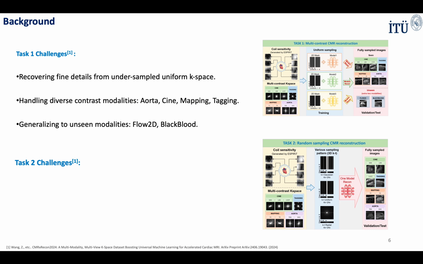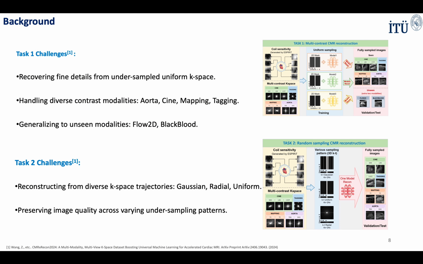Task 2 challenges: reconstructing from different K-space trajectories. We deal with varied K-space trajectories like Gaussian, radial, and uniform, with acceleration factors ranging from 4 times to 24 times, which adds a lot of variability to the reconstruction task. Keeping the image quality consistent: different undersampling patterns at different speeds make it hard to keep the image quality high across all scenarios.